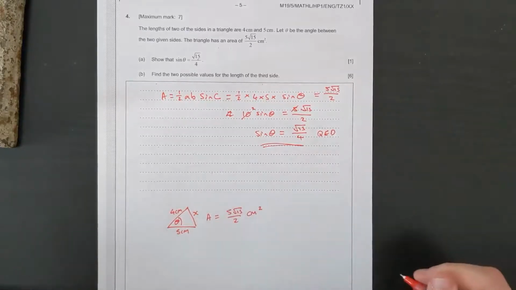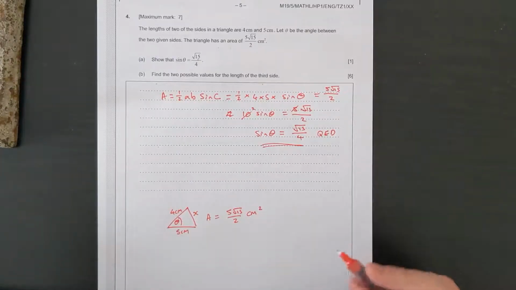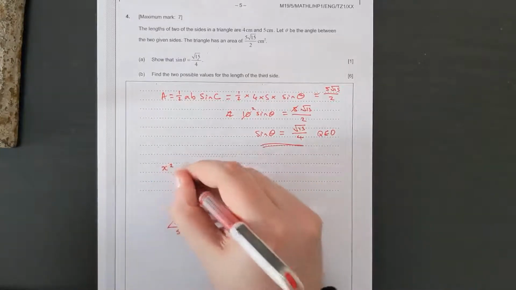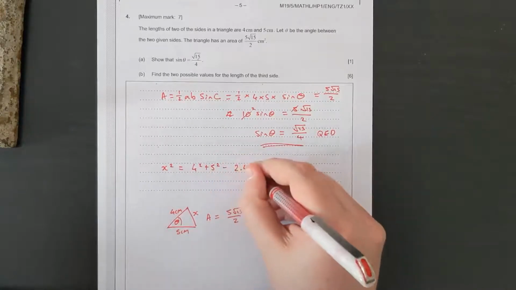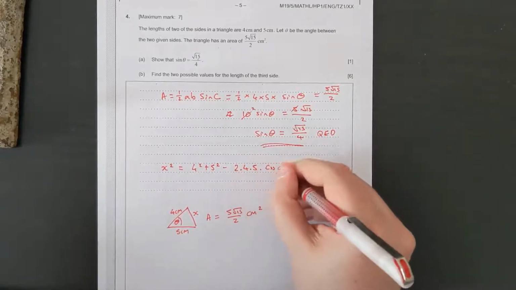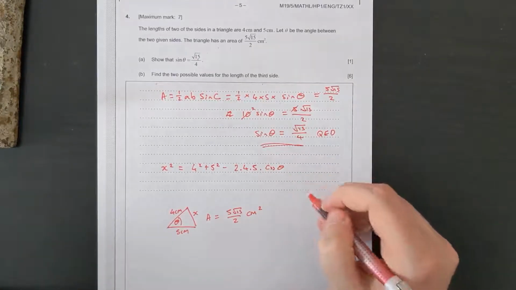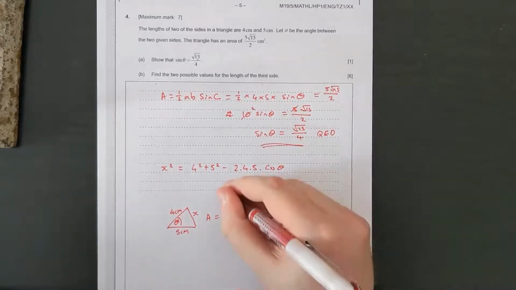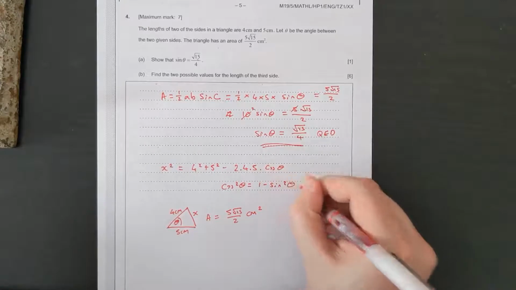Let's call that third side x. So I have one angle and 3 sides, one of which I want to know, so I can use my cosine rule. So I know that x squared is equal to 4 squared plus 5 squared minus 2 times 4 times 5 times cosine theta. I don't know what cosine theta is, but I do know what sine theta is, so I can use my Pythagorean identity. That is cosine squared theta is equal to 1 minus sine squared theta.